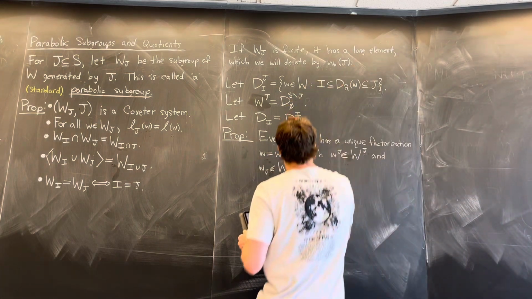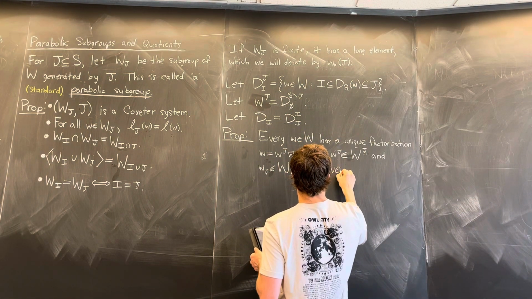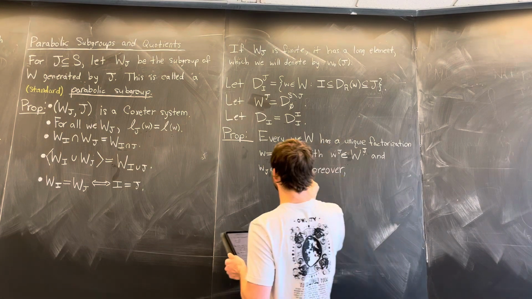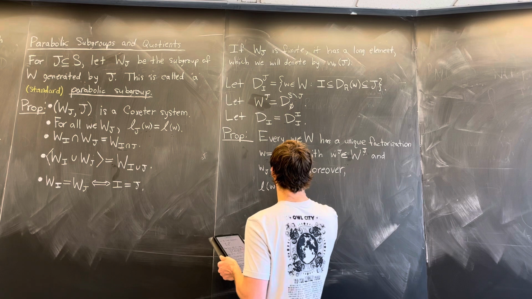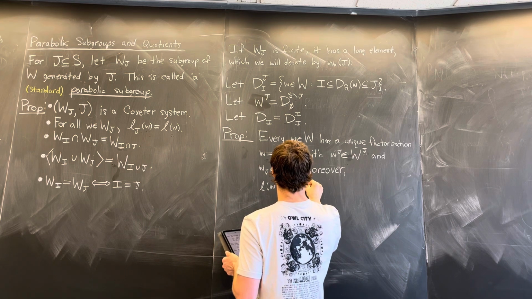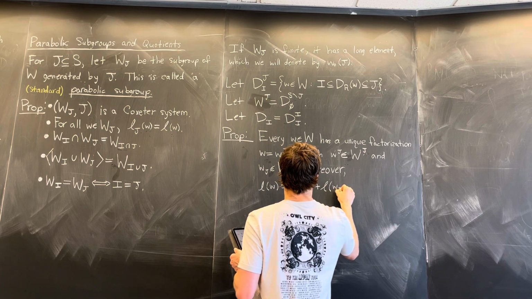And moreover, this factorization is what's called length additive, which just means that the length of w is the length of w superscript J plus the length of w sub J.